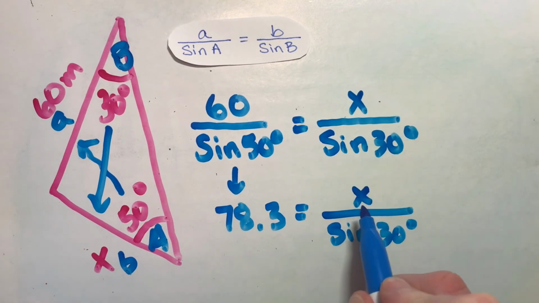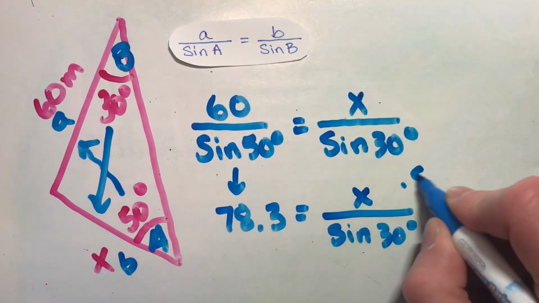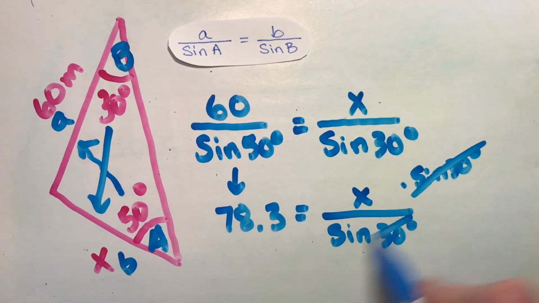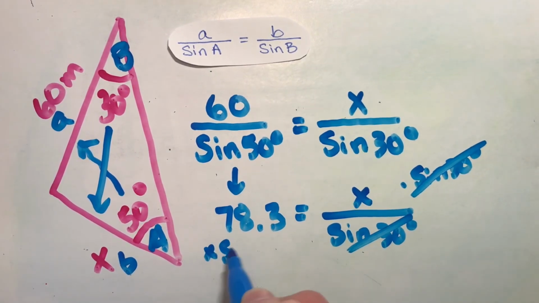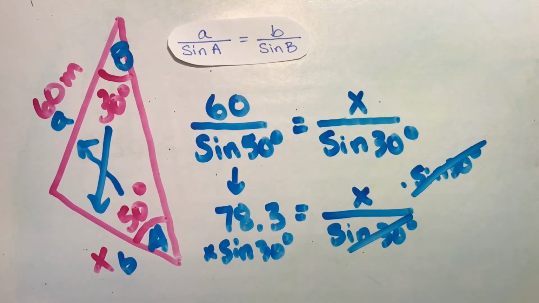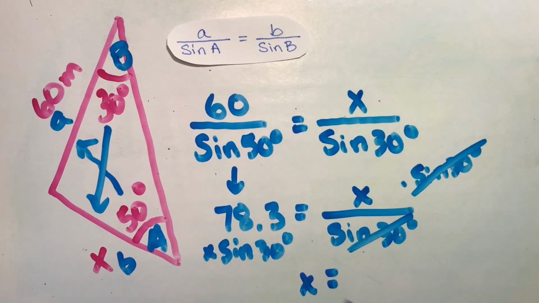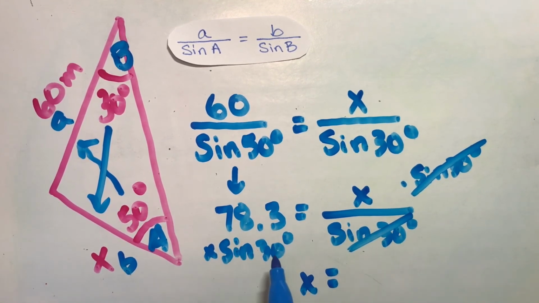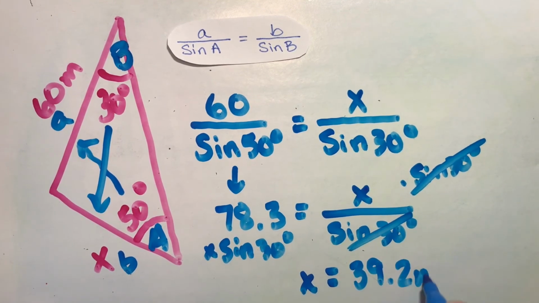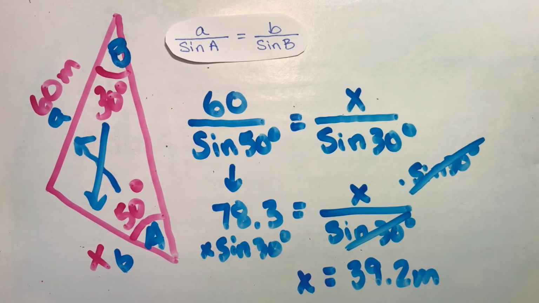And also like last time, I want to isolate this x, get it by itself. So let's multiply by sine 30 degrees so that these cancel out, just like last time. And if I do it to one side, I have to do it to the other side. So now let's multiply by sine 30 as well here. This leaves us with our equation to solve for x. Plugging it into the calculator, we will see that 78.3 times the sine of 30 is going to be equal to 39.2 meters.